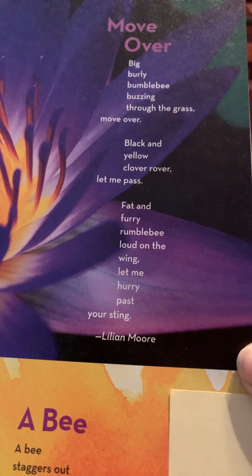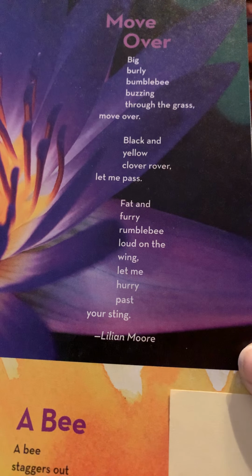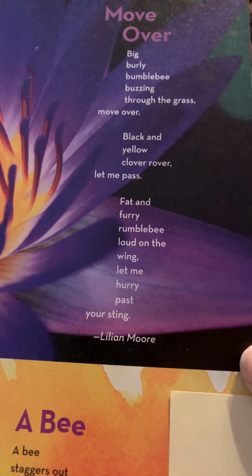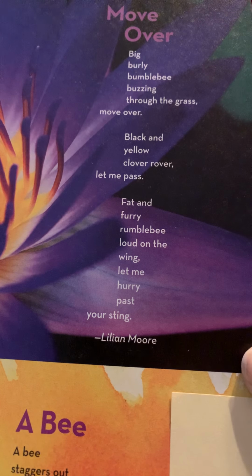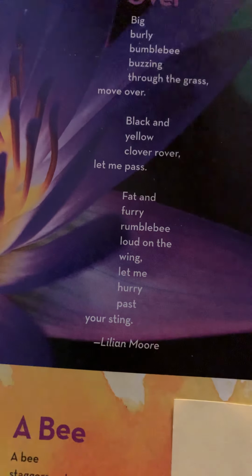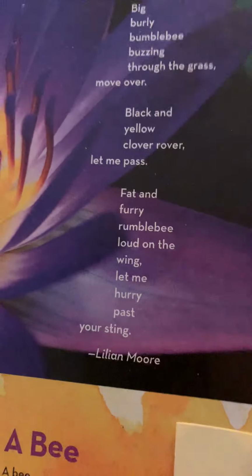So take a look at the first stanza. Big, burly bumblebee buzzing. Those words all have the beginning letter B with the B sound. If you look at the last stanza, fat and furry have the same beginning sound. So two or more sounds in those sentences make that alliteration. Let's take a look at another one.